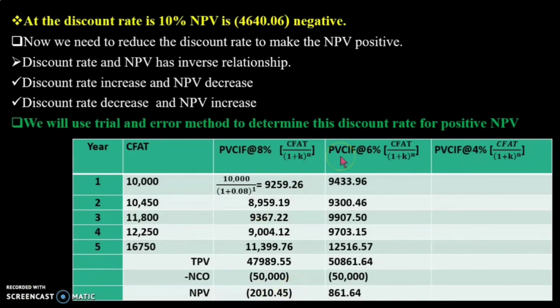Now we make another trial for positive NPV at the discount rate of 6%. Then the total present value is taka 50,861.64 and less NCO 50,000. Then we will find the positive NPV taka 861.64.